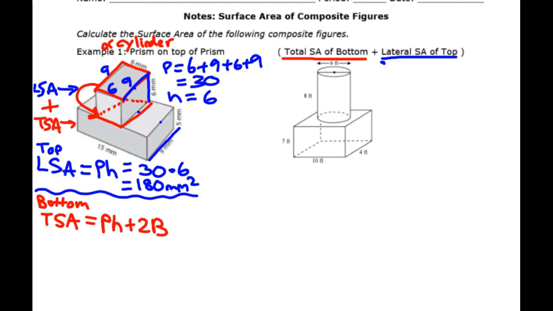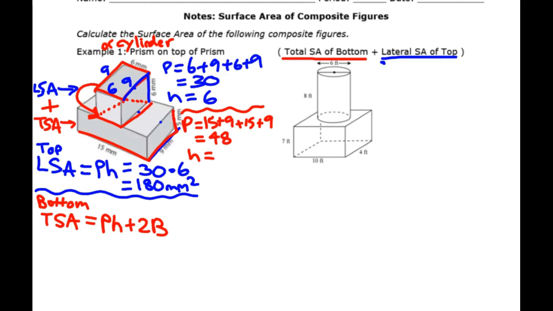I want you to be careful. P and H and big B are not the same always between the two prisms. So let's see about the P over here. What's the perimeter of the bottom rectangle? On the bottom base, what are my dimensions? 15, 9, and then behind would be another 15 and another 9. What's 15 plus 9 plus 15 plus 9? 48.